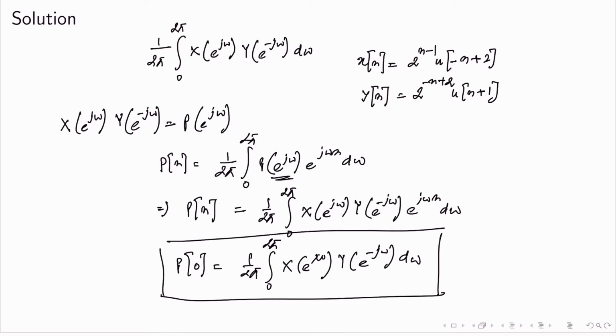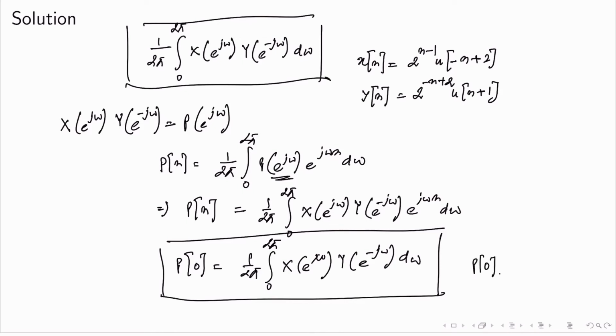Now if you look at the given question, it is to compute this integral: 1 by 2π, integration from 0 to 2π, X of e to the power jω, Y of e to the power minus jω dω, and p of 0 is given by the same integral. Therefore the question is to compute p of 0.